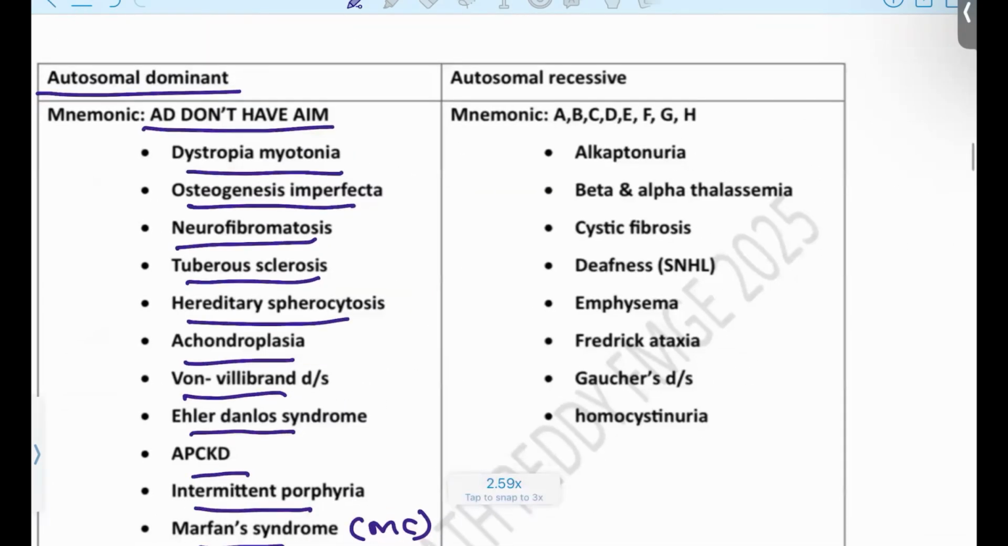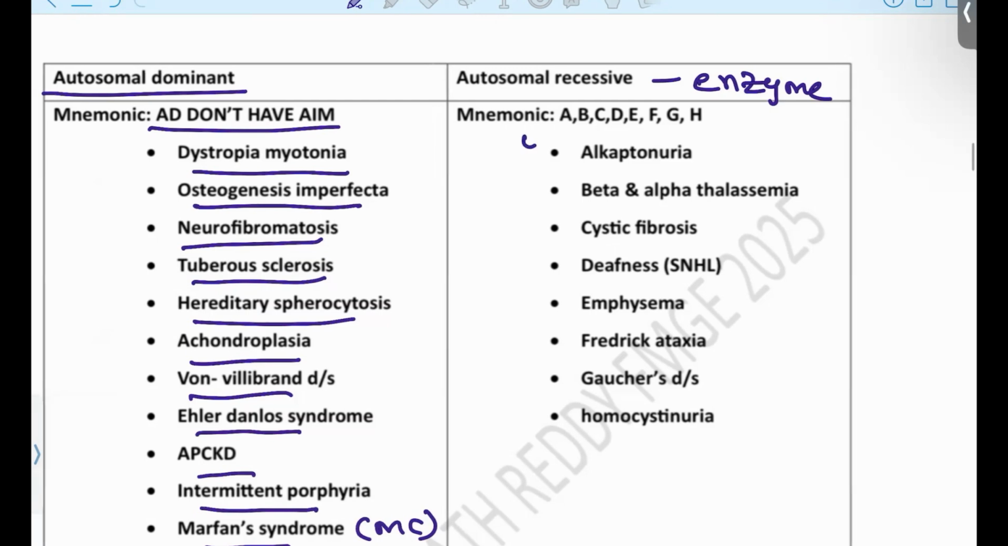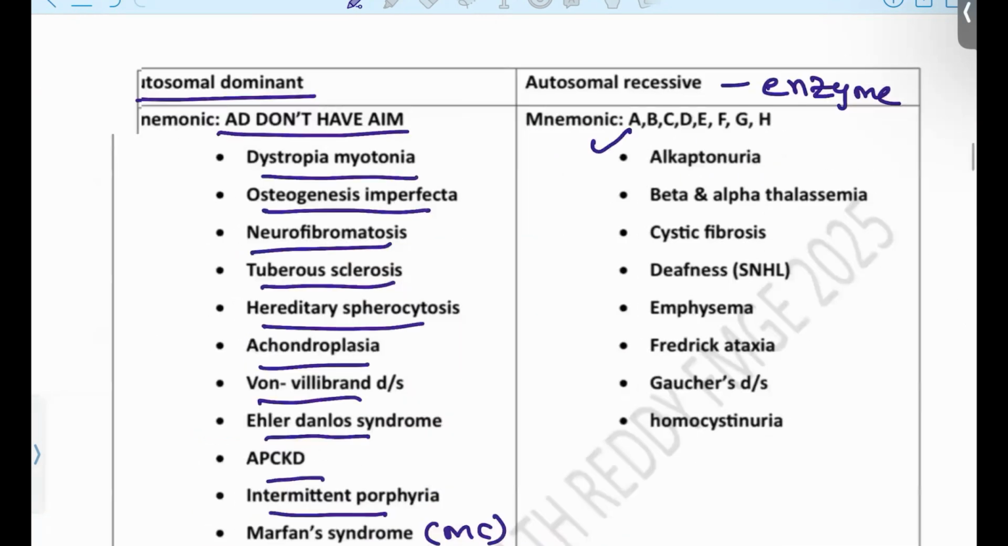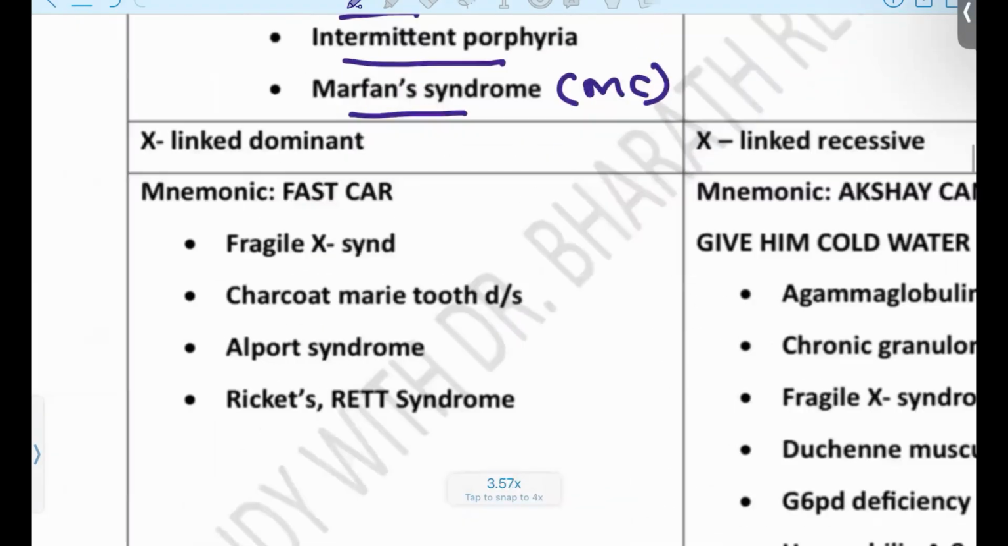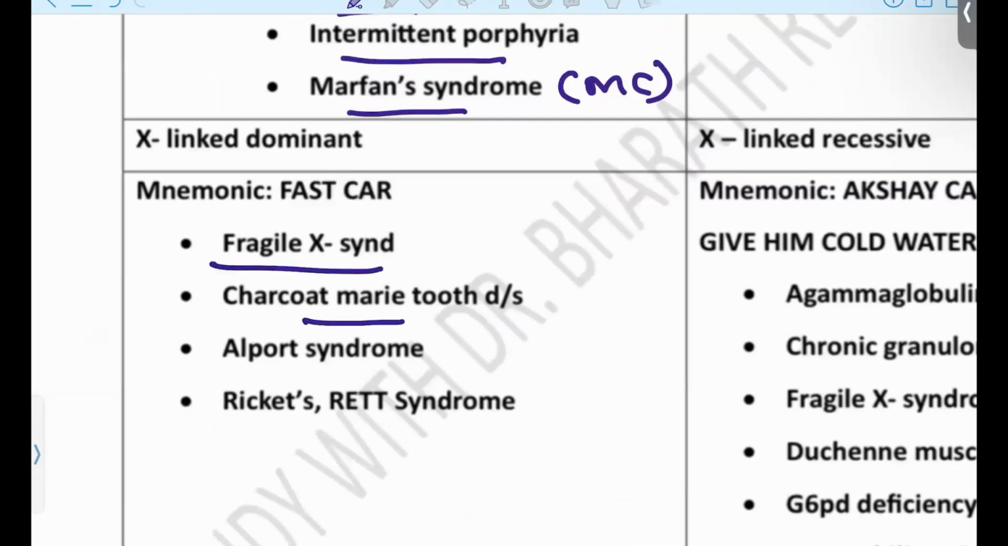And what are the examples for autosomal recessive? Just remember all the enzyme deficiencies. All of this belongs to autosomal recessive. Mnemonic: alkaptonuria, like A B C D E F G H: beta and alpha thalassemia, cystic fibrosis, deafness, emphysema, Friedreich ataxia, Gaucher disease, and homocystinuria. And X-linked dominant, most commonly Fragile X syndrome, Charcot-Marie-Tooth, Alport syndrome, rickets, and Rett's disease.